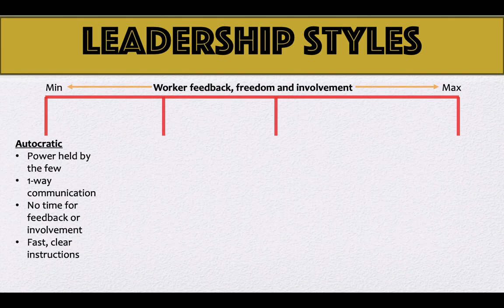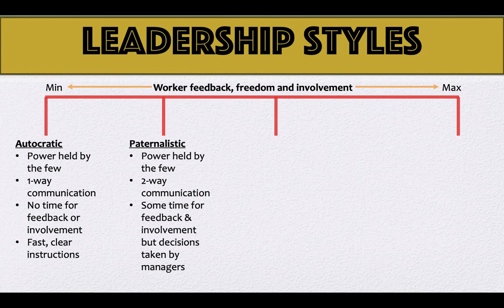Okay, so you can start thinking, why might that be useful? Why might it not be useful? We'll come to that when we get to the worksheet later. Okay, so moving on from autocratic, we've got what's known as paternalistic. Okay, so very similar, power is still held by the few, so that's similar to autocratic, but now we've got some two-way communication. So the leaders are willing to listen to their subordinates, but ultimately decisions are made by the managers. So they do ask for feedback, they do ask for involvement, they do kind of care for their subordinates and are interested in what they think, but ultimately major decisions are taken by managers.